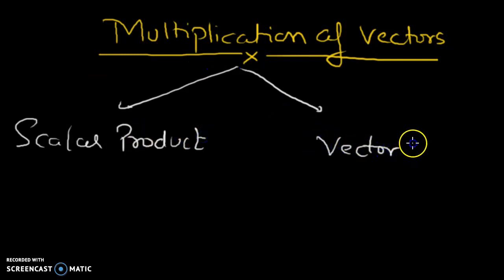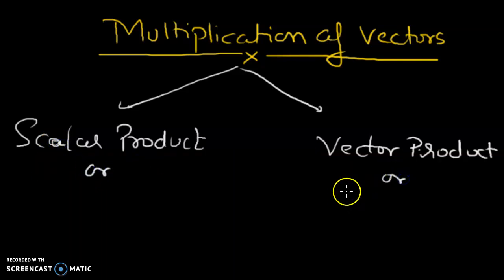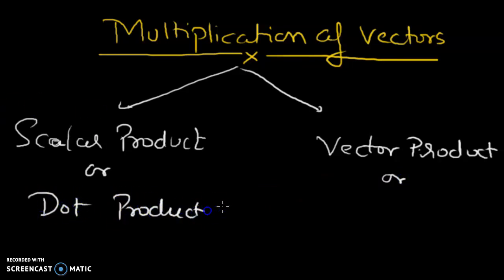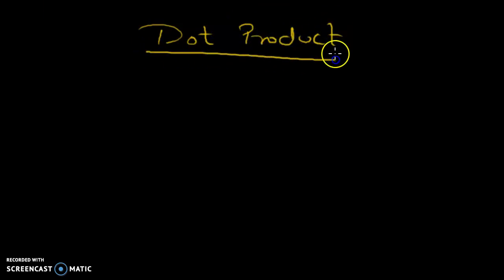As the name suggests, scalar product gives you a scalar resultant, and the vector product gives you a resultant which is a vector. So we also call the scalar product the dot product and the vector product the cross product. Okay, so let's proceed with the scalar product, or dot product, I'll refer to it as the dot product, between two vectors.